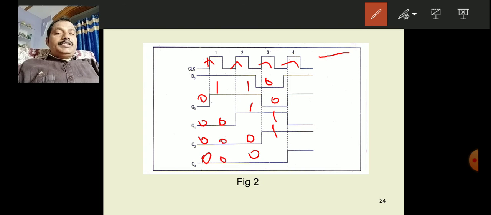Next, this is 0. In the fourth clock pulse, the D0 value is 1, hence Q0 is 1, and because Q1 takes the value of Q0 at the fourth clock pulse, it is 0. Next, this pulse is shifted to this 1, this is 1, hence 1 1 0 1, it is shifted.